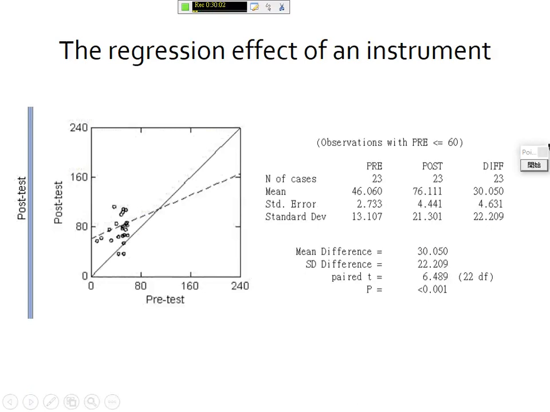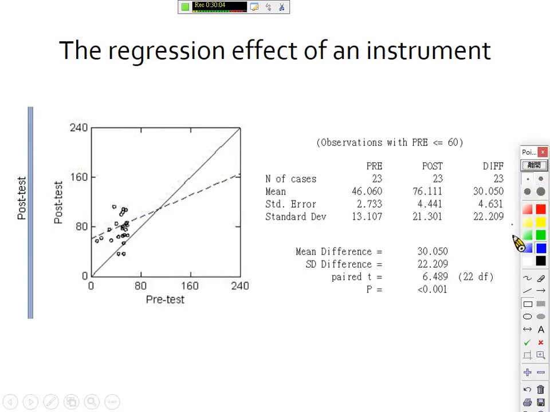Look here. 200 is too small. The result is not that beautiful. So let's try to do a little bit of magic here. We keep only 23 who were low achievers, very low achievers in the beginning. Is that right? We only keep this. So we have 23. Let's look here: 46 progressing to 76.